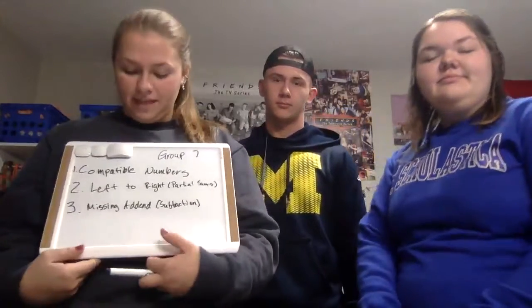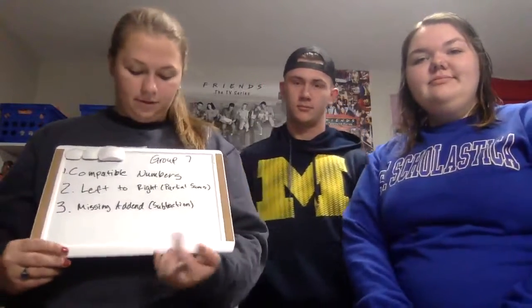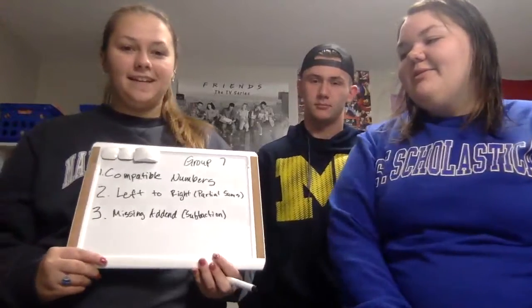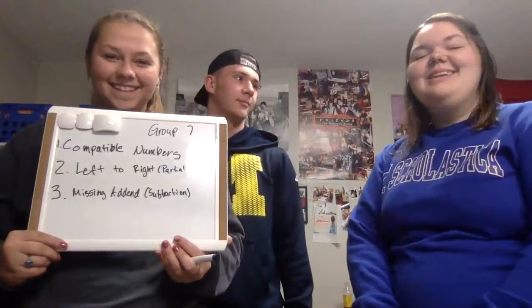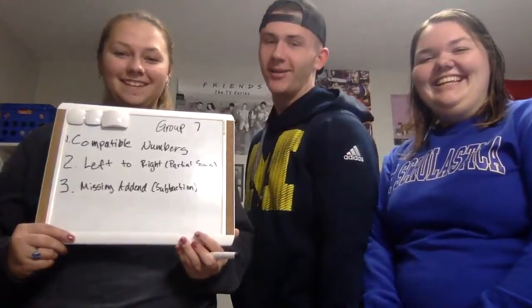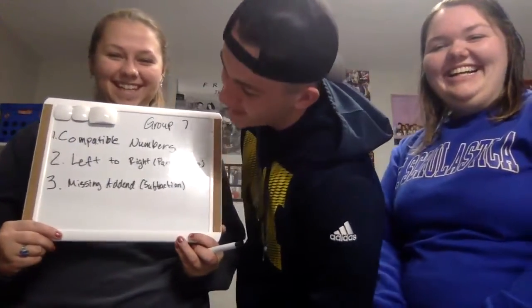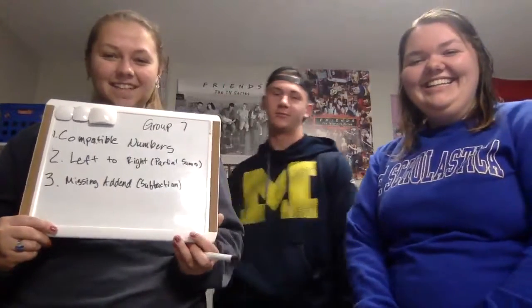Okay, so we're group 7, and I'm going to do compatible numbers. I'm going to do left to right partial sums. What's your name? My name is Heidi. Oh, I'm Maggie. I'm Hunter, and we're going to do missing addends and subtractions. Okay, so first we're going to start with compatible numbers.